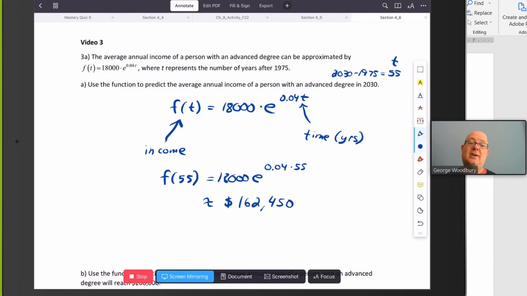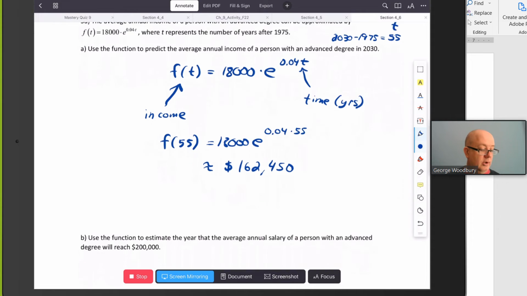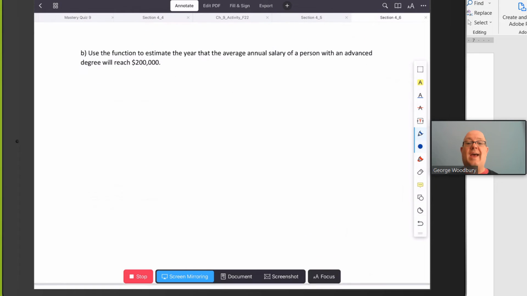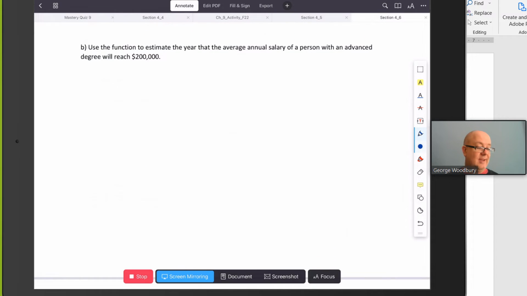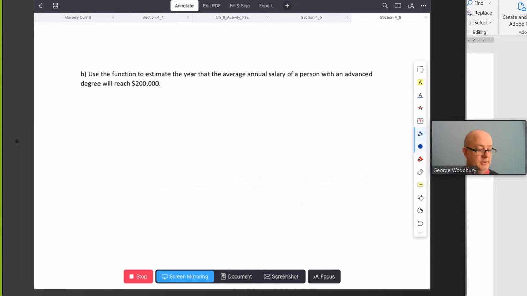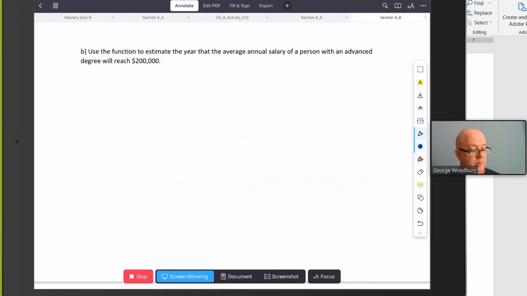All right, let's take a look at the other one where we're going to be working the other direction. I'm going to give you an income, and we're going to figure out when that's going to occur. Also remember that t is the number of years after 1975. So this time we want to know when it will reach $200,000. So this is what f of t equals, and we're trying to find what t is.